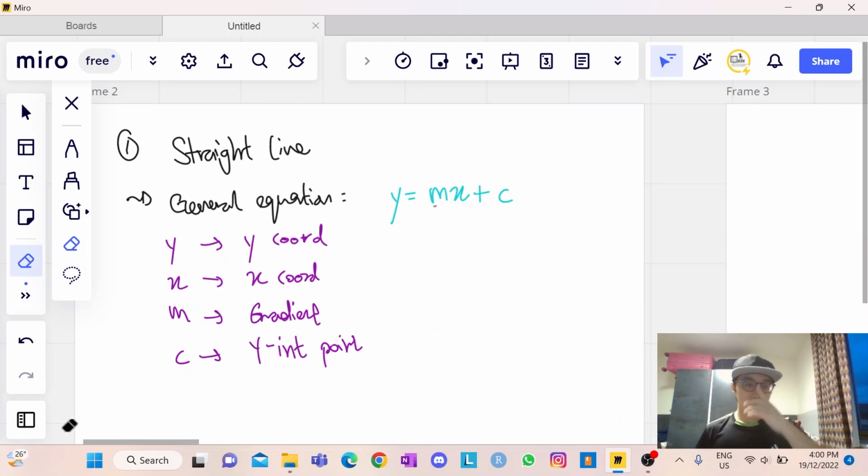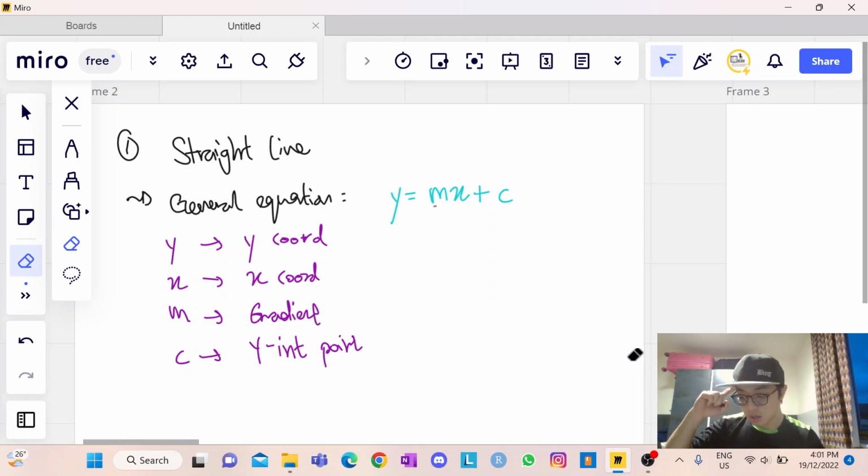This is what is stated in the syllabus content that you will need to know: how to interpret a straight line. The general equation of a straight line is y equals mx plus c, where y is the y coordinate, m is the gradient, x is the x coordinate, plus the y-intercept.